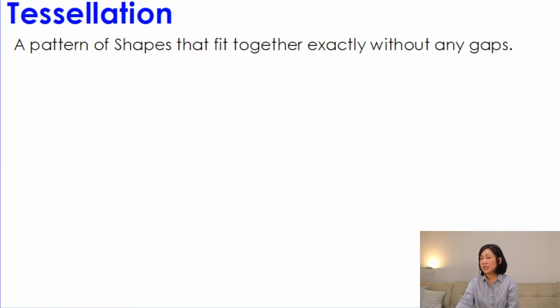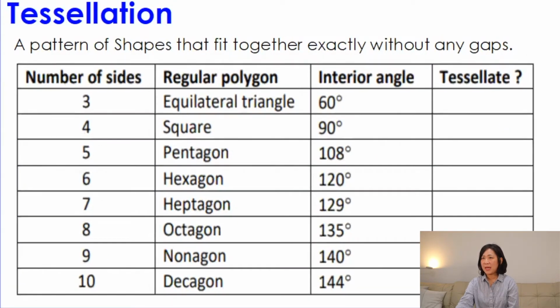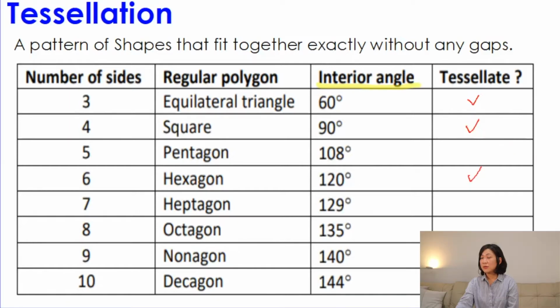Then I have a question here. There are only three regular polygons that make a regular tessellation. Guess which three regular polygons can form tessellations? If I give you a tip, focus on the interior angle. Okay, I'm going to give you the answer. The three regular polygons that can form a tessellation are the equilateral triangle, the square, and the hexagon. Let's have a look at the reason.